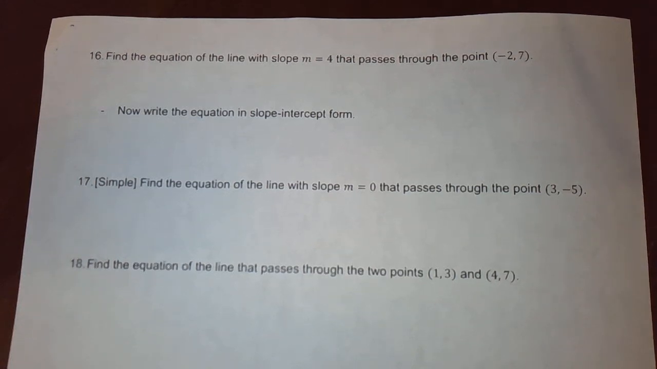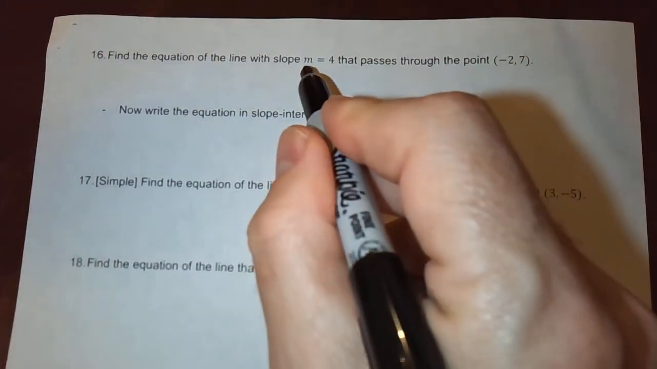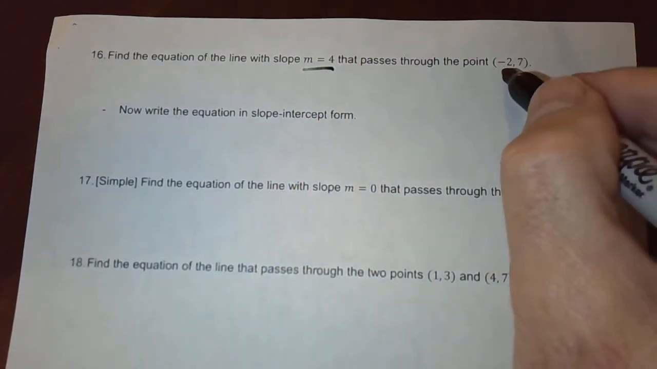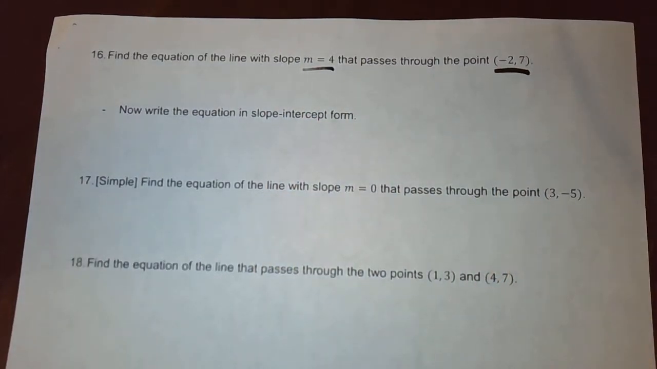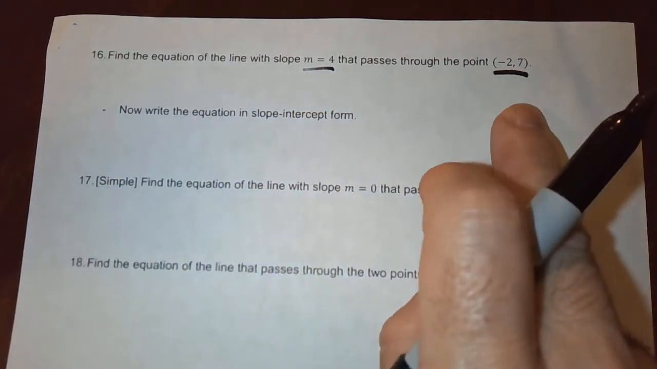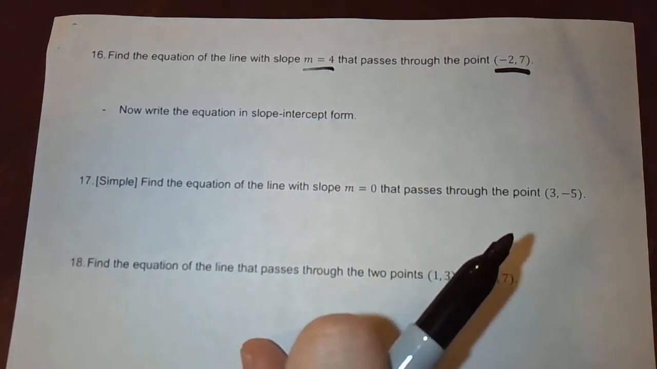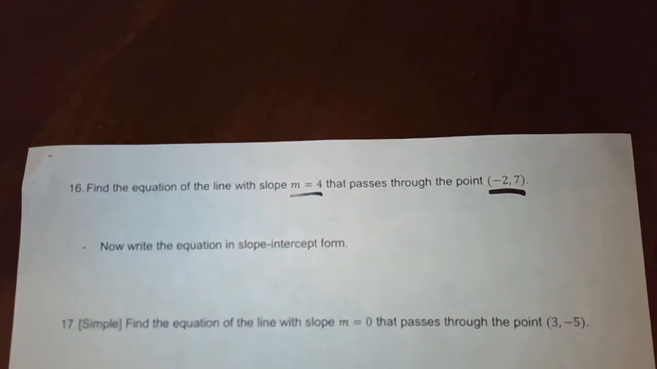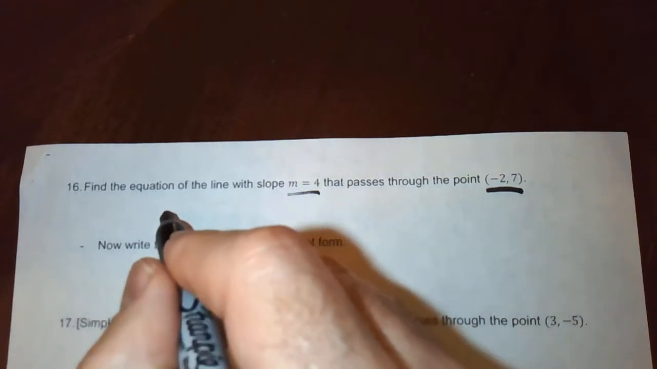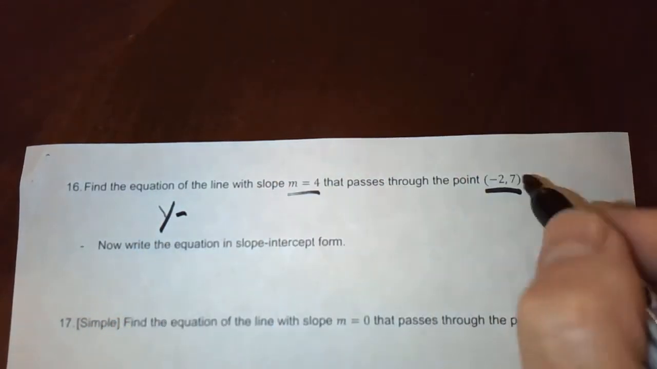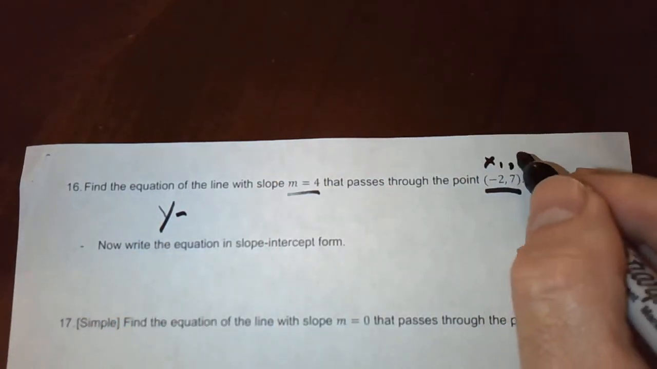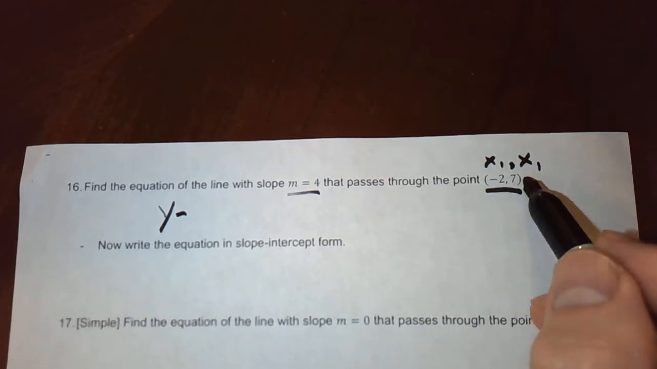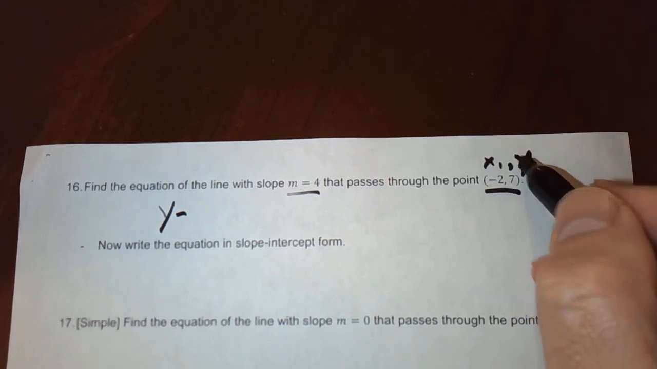Let's look at another example where we're given the slope, m equals 4, and a point that the line passes through. When you're given the slope and a point, we use the point-slope form to find the equation of the line. It is very simple. We just plug it in. We get y minus y1, here's x1 comma y1.